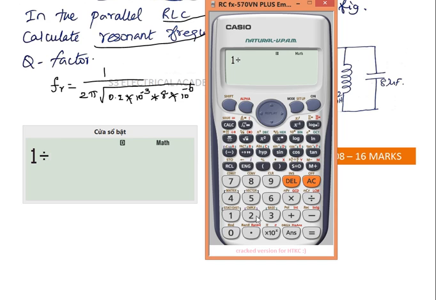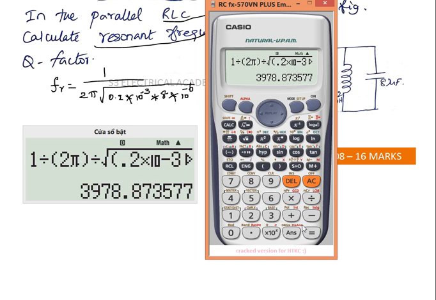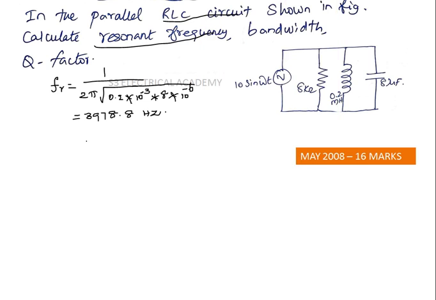1 divided by 2 pi divided by root of L value 0.2 into 10 power minus 3 into 8 into 10 power minus 6, which is equal to 3978.8 Hz. So resonant frequency is over.